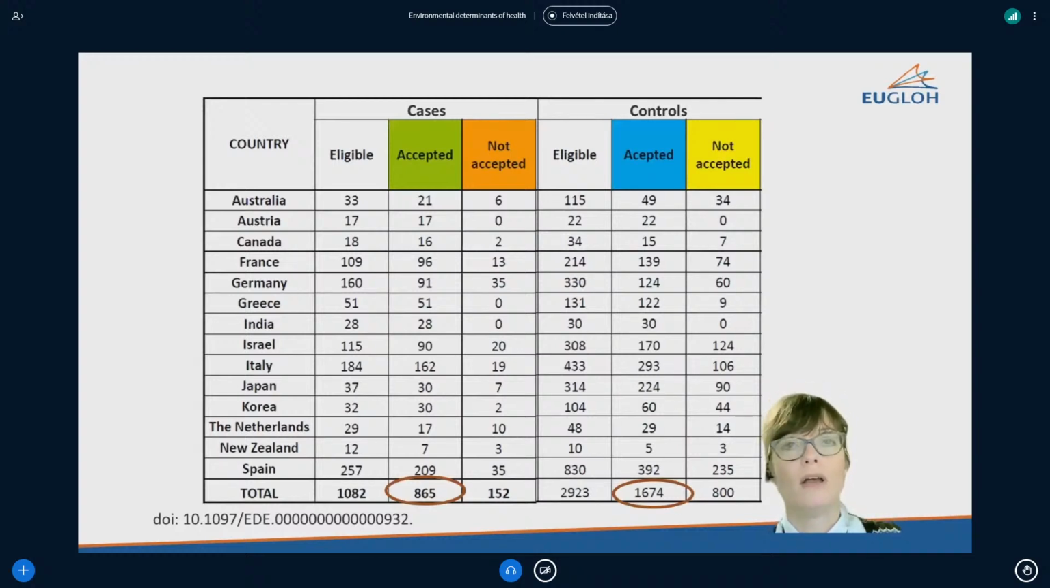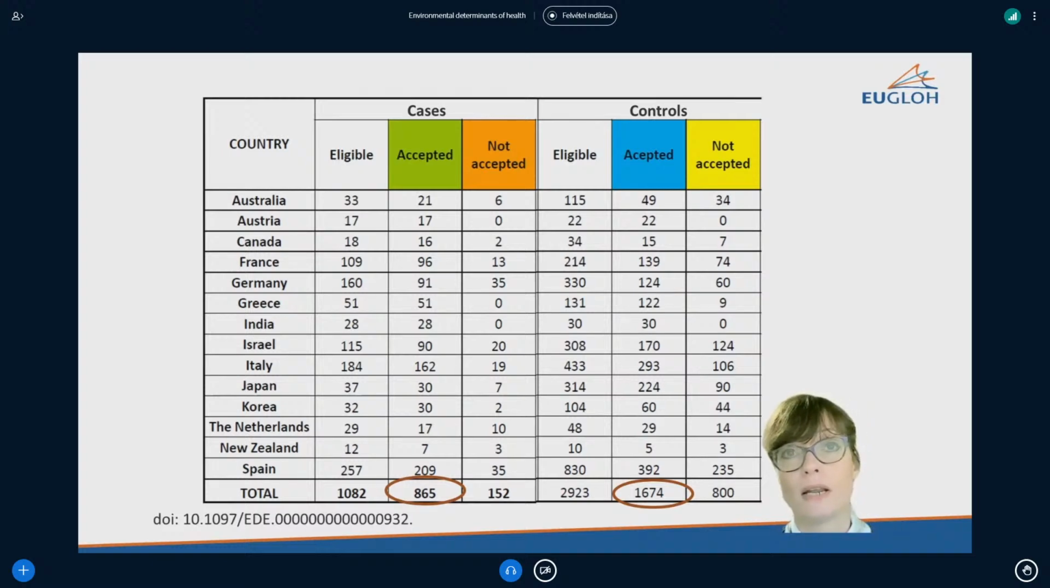So here is a table of the number of potential cases and controls. And you can see that it was very hard to reach the number of cases and controls we were aiming at. Of the invited and eligible cases, 80% participated, which is quite good, and 60% among the controls. In Germany, of the 200 cases we were aiming at, we in the end could only include 91 cases, and of the 800 controls, only 124.